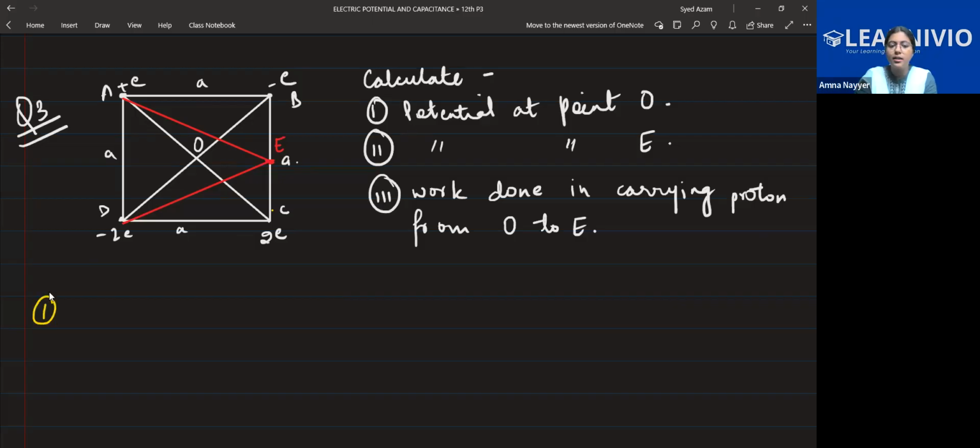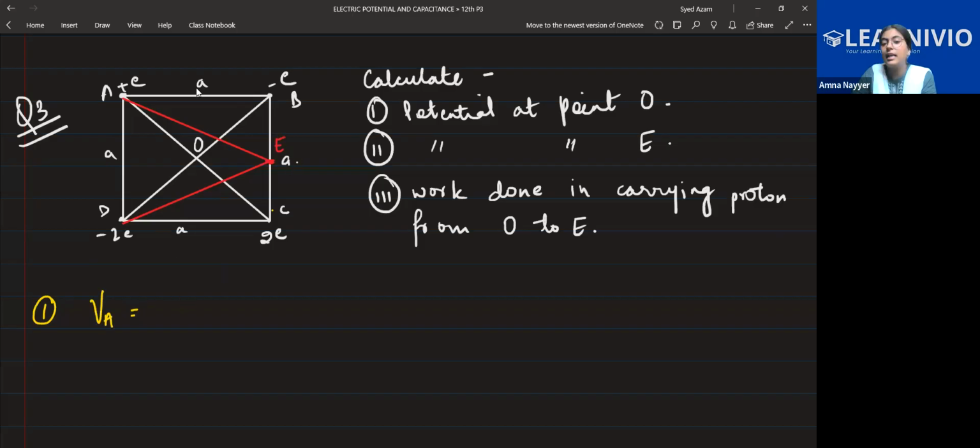So see, how will we solve? What did we study? Now this is not a single charge present. Four charges are present. We have studied that the net potential at a point like this point O will be given by the algebraic sum of potential due to individual charges like A, B, C, D. So let us calculate the potential due to A first, then B, then C, and then D. Then let's see what to do next. So potential due to A.